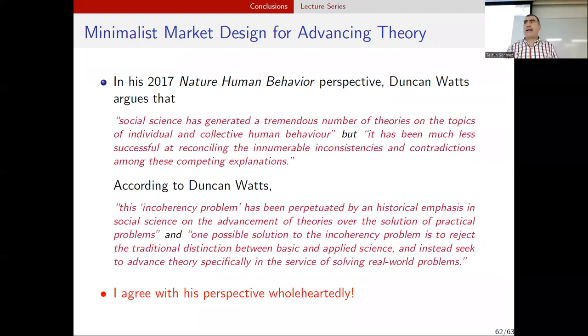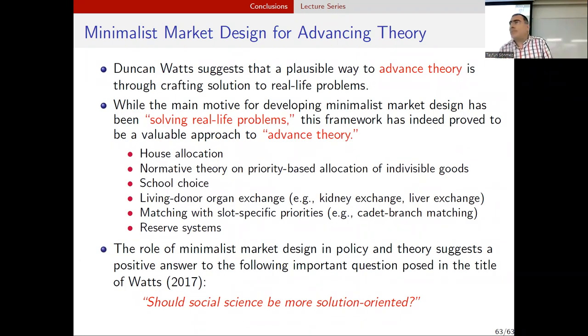Indeed, my entire career is a bit like a proof of concept of his thesis. I really didn't intend to develop theories. I wanted to solve real problems. But to do so, I had to advance theory. At least I've been able to do that in the context of house allocation. We introduced a normative approach to priority-based allocation of indivisible goods. There's a huge literature on school choice, living donor organ exchange, matching with slot-specific priorities, and reserve systems. So minimalist market design is not just an effective persuasion tool. It's also an effective way to advance theory.